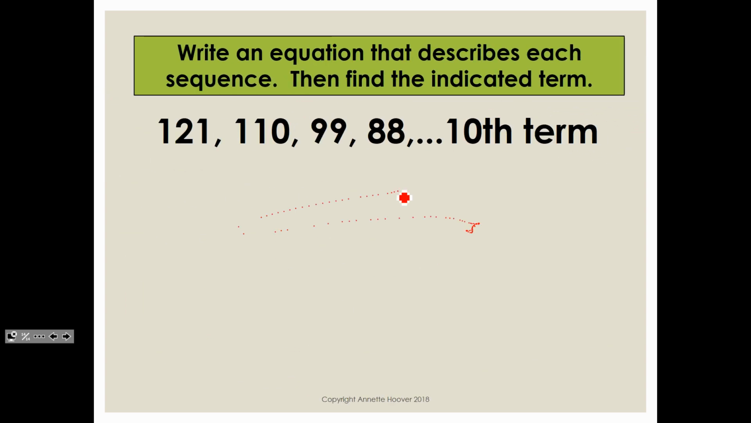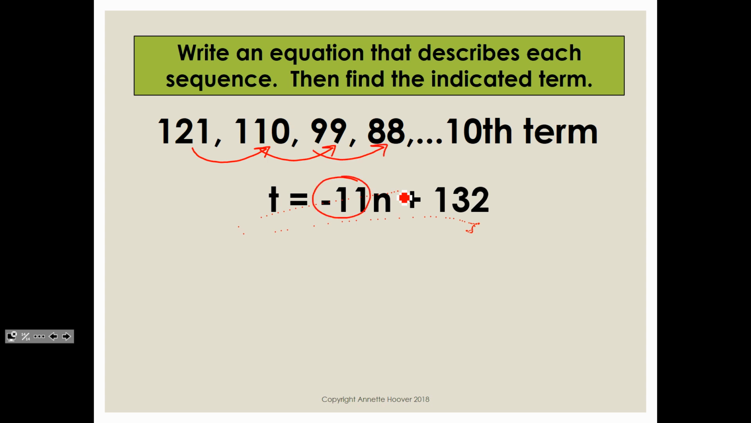Okay, again, on this particular one, you see that each time we are subtracting, we're counting backwards by 11. So since we're counting backwards, we say we have a negative 11n. Second question we ask ourselves, did we start counting on negative 11? Well, no, we started on 121. Well, how far is negative 11 from 121?